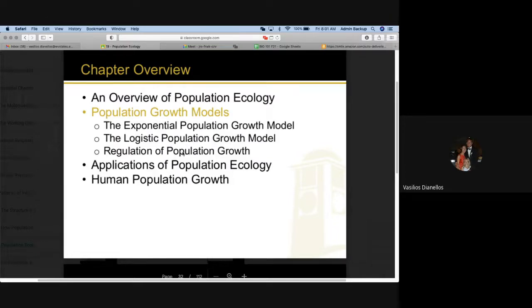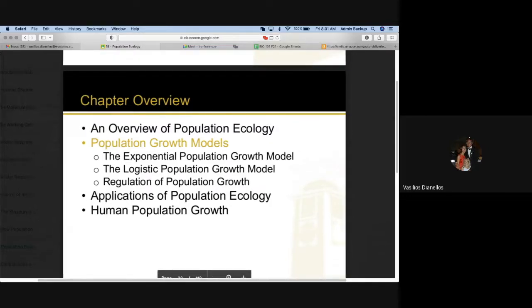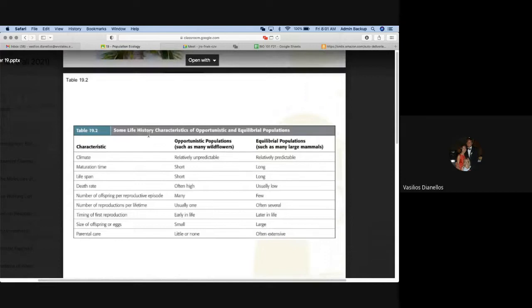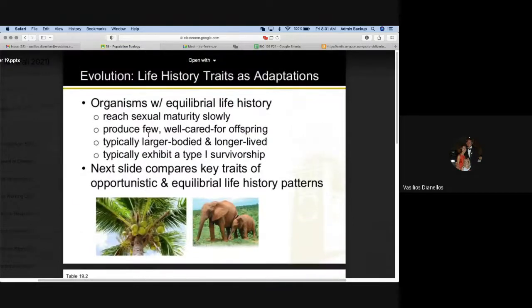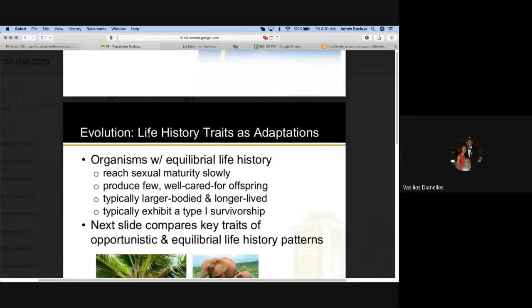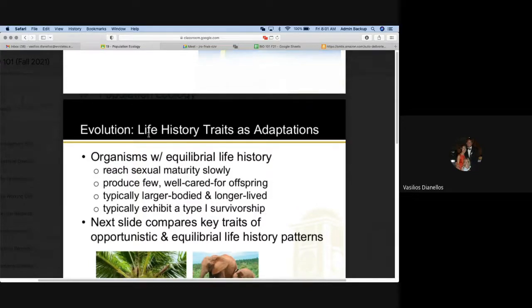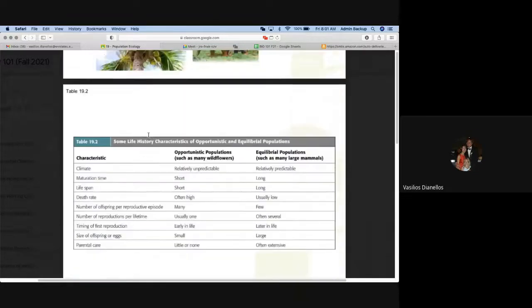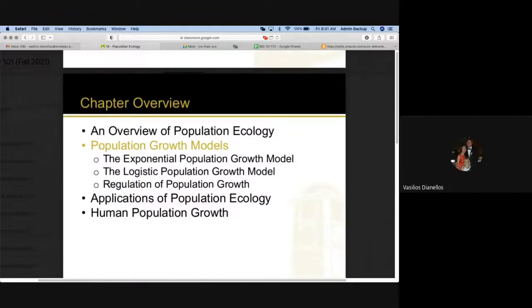But anyway, here's where we left off. We finished talking about that first bullet point, which is an overview of population ecology. To jog your memory, the last thing we talked about was the difference between equilibrial life history versus opportunistic life history, and how that is related to the idea of a type 1, type 2, or type 3 population growth. Now we're going to talk about population growth models.